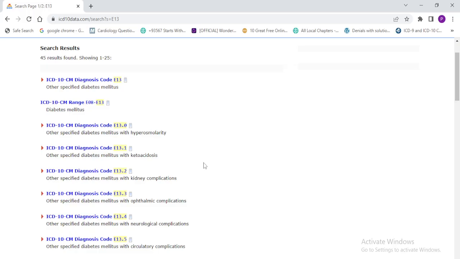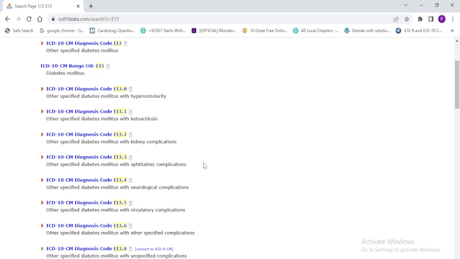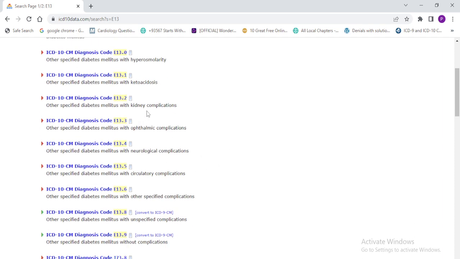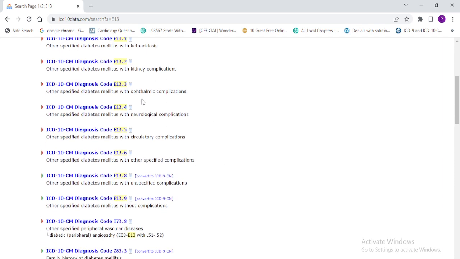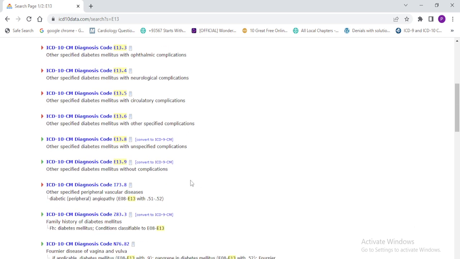So if we check in the code book as usual, 0 is for hyperosmolality, 1 is for ketoacidosis, 2 is for kidney complications, 3 is for ophthalmic, 4 is for neurologic, 5 is for circulatory, 6 is for other specified complications, 8 is for diabetes mellitus with unspecified complications, and 9 is for without any complications.